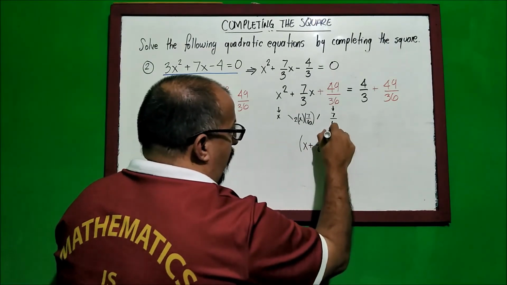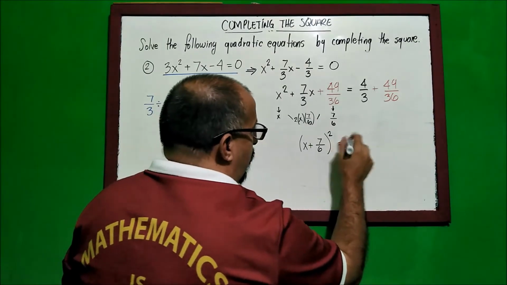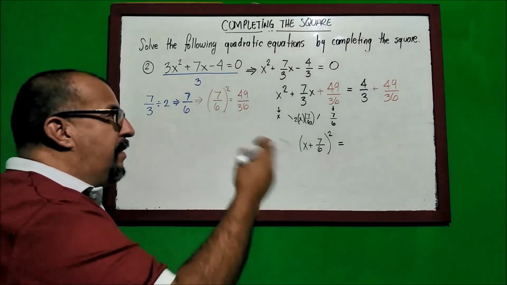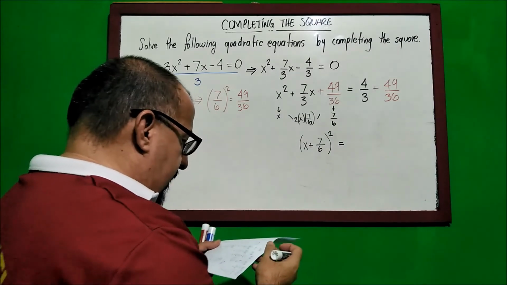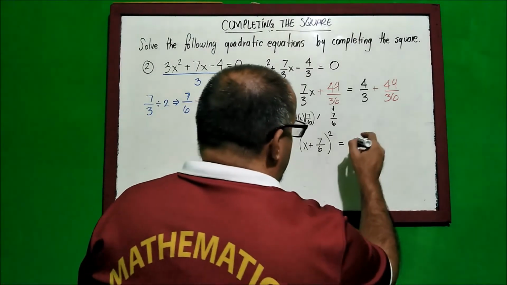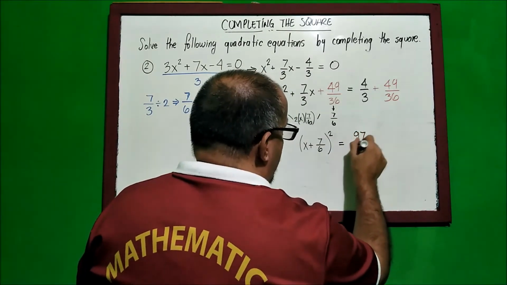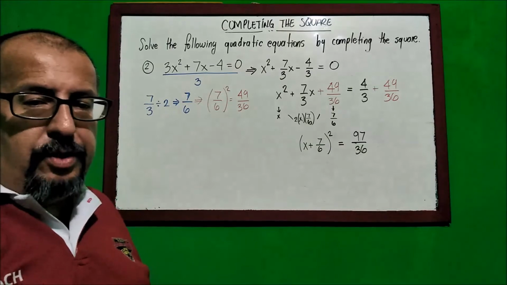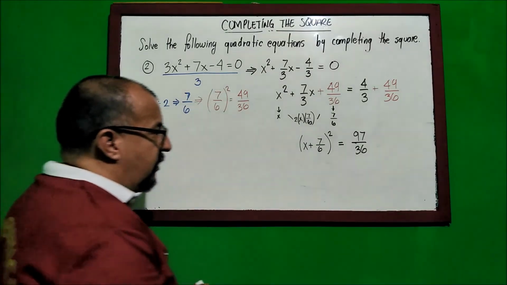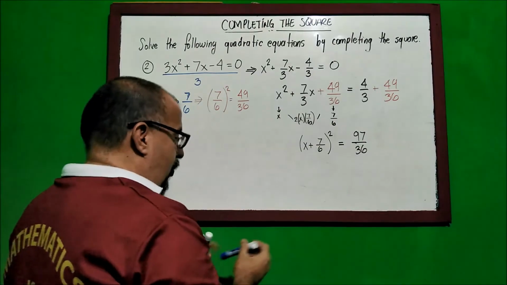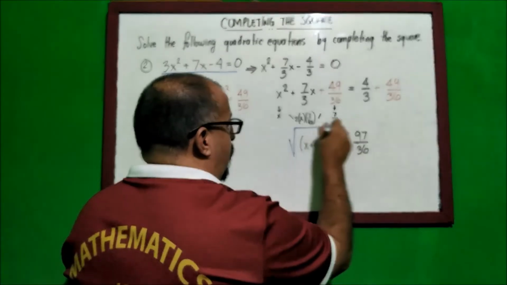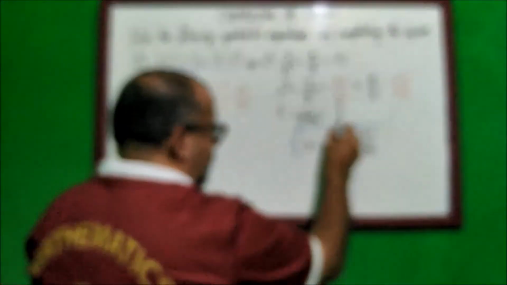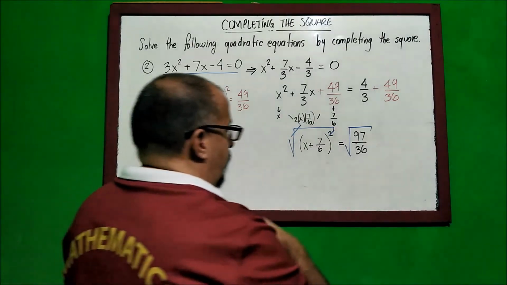7/6 all squared equal to the result of this addition. And the result of that addition implies that we're going to look for the common denominator and we're going to simplify that element, okay? And this element, once you simplify it, becomes 97 over 36. Okay? And now we're ready to apply the process of the square root. So we apply, remember, the square root on both sides of the equation. To get to the final answer, we cancel this and we proceed to simplify.